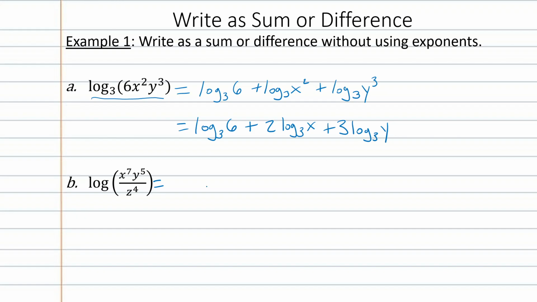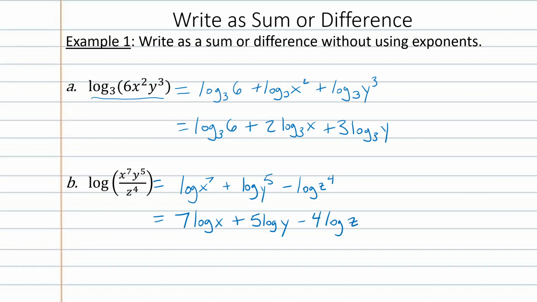Let's look at this other one. Here we have the log of x to the 7th, y to the 5th, all over z to the 4th. Well, this will be the log of x to the 7th plus the log of y to the 5th minus the log of z to the 4th, because the z to the 4th is in the denominator. I need to take care of these exponents, pull them to the front, so I have 7 log x plus 5 log y minus 4 log z. And it's that simple.